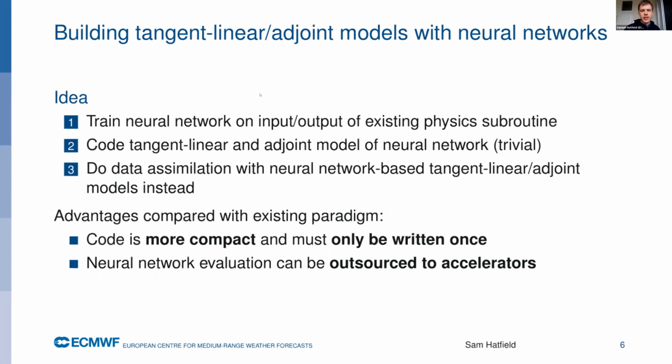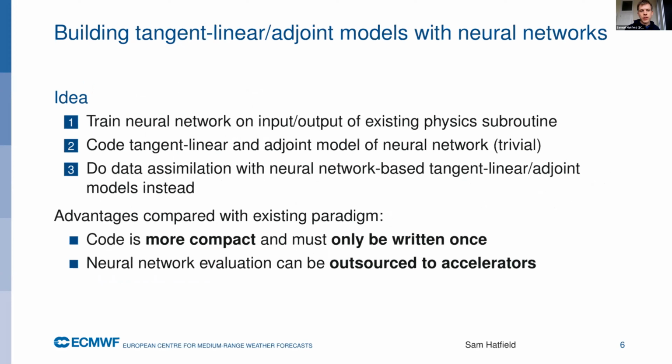So here is the idea in its entirety. We first train a neural network on the input and output pairs of an existing physics subroutine. This is quite a common idea now, what people call emulators. So we train an emulator of an existing physics subroutine. We then code the tangent linear and the adjoint model of this neural network. And I've done that already, actually.